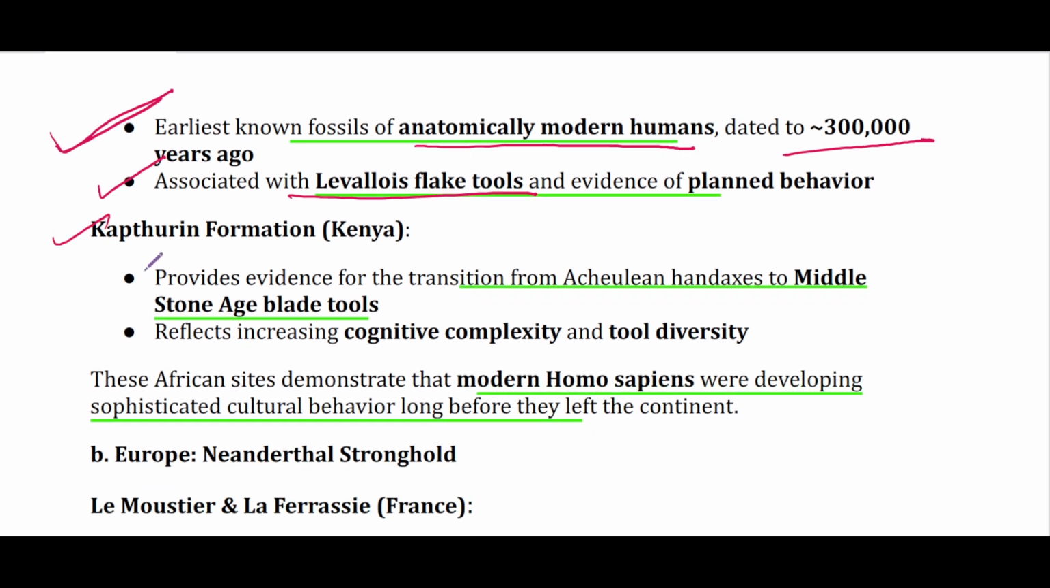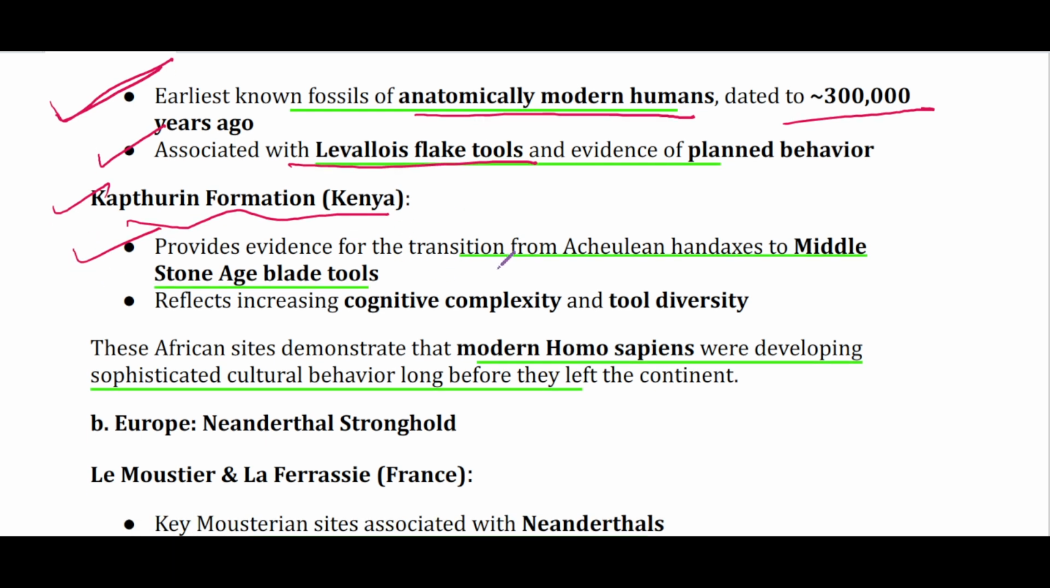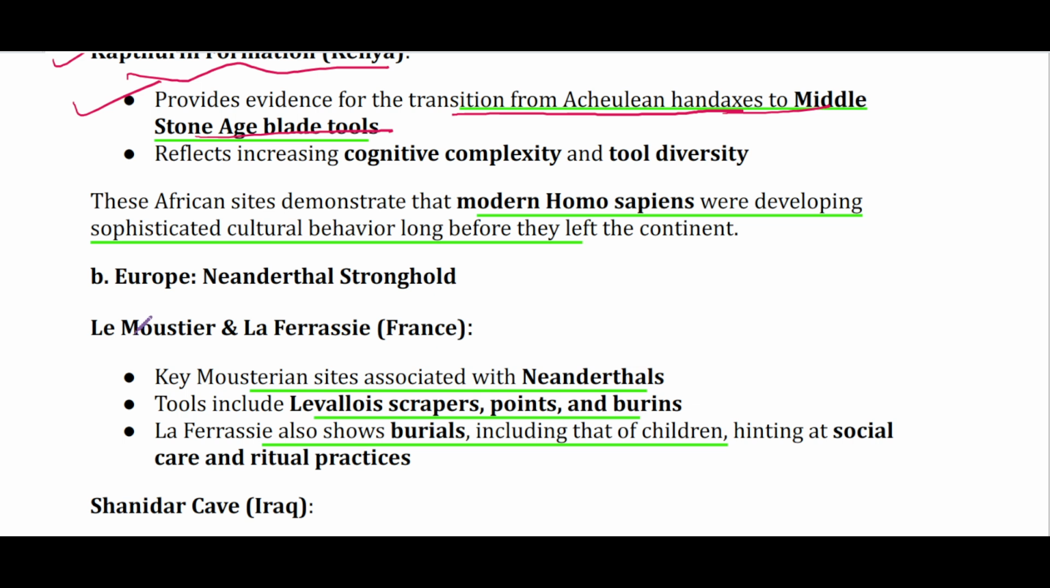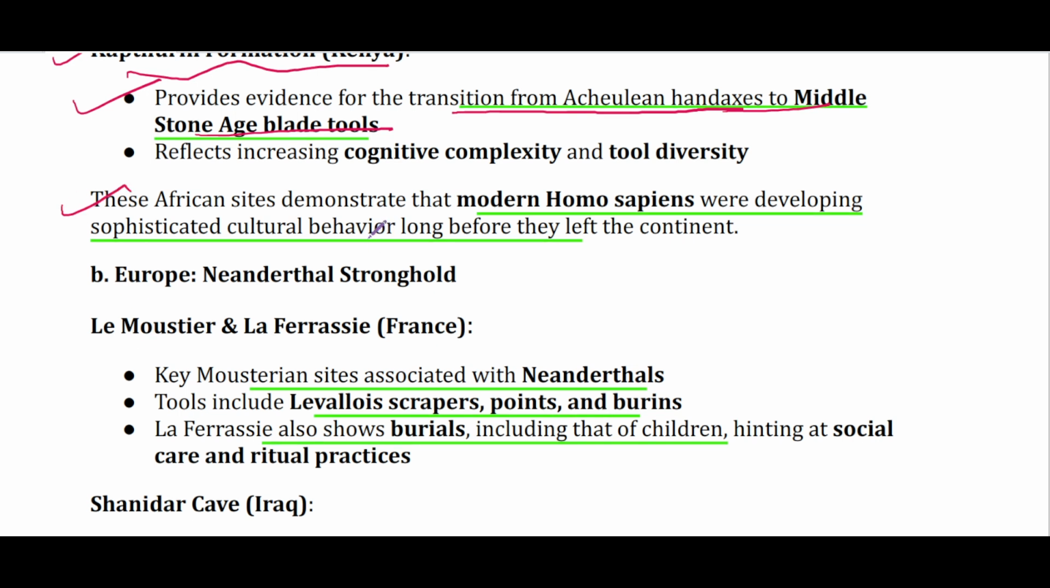Then the next site is Kapthurin in Kenya, and this site provides evidence of the transition from the Acheulean to Middle Stone Age blade tools. And both these sites demonstrate that modern Homo sapiens were developing sophisticated cultural behavior long before they left the continent. This is a very important insight for both UPSC and UGC.